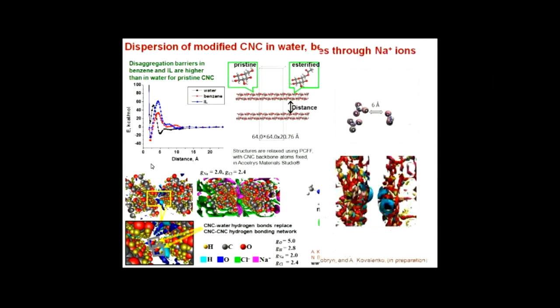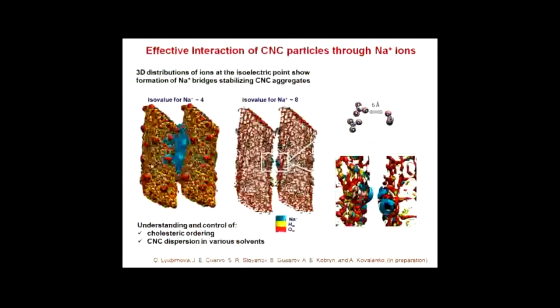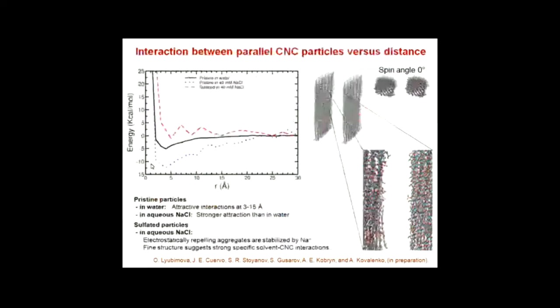And again, with this mental microscope, I can see what exactly happens on the surface, where those sulfate groups are, and how the water distributes, and why this dispersion happens or does not happen, depending on the structure. And we can compare this in different solvents, like in water, and in water with different salt concentration, or for sulfated cellulose.